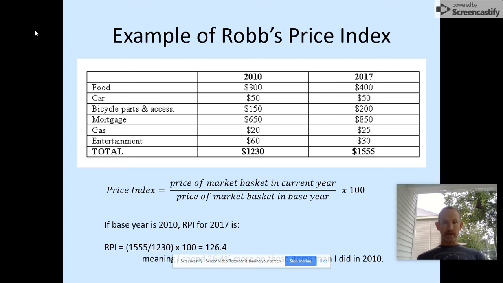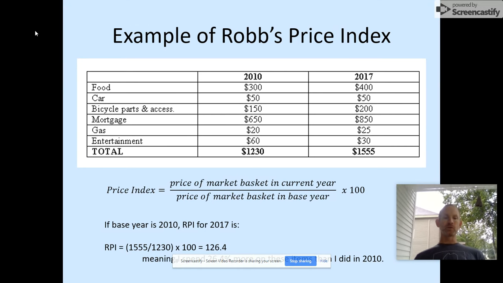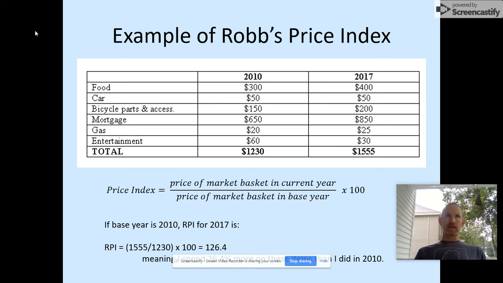The interpretation of that number, 126.4, means that the prices in 2017 for what I purchased were 26.4% higher than in the base year, or I spent 26.4% more. That's very important for all these price indexes. A number above 100 means you spend more than in the base year. If you got a number like 84, that would mean you spent 84% of the prices in the base year. That didn't make much sense, probably.